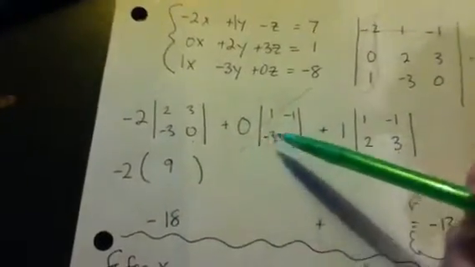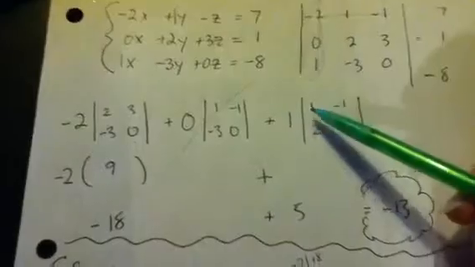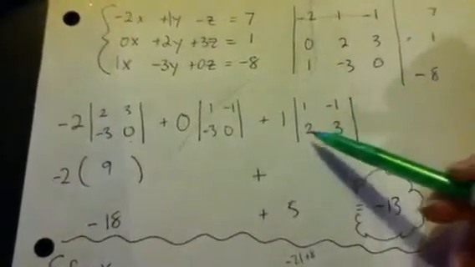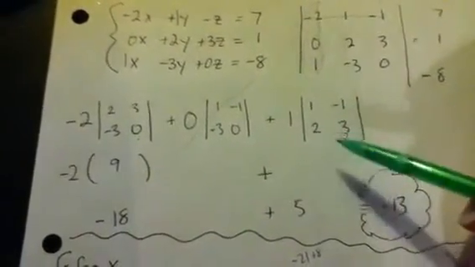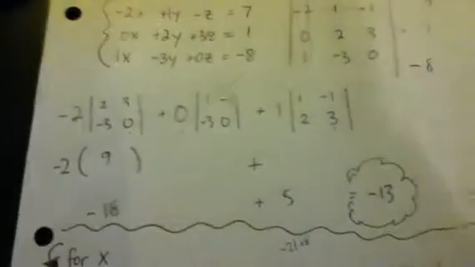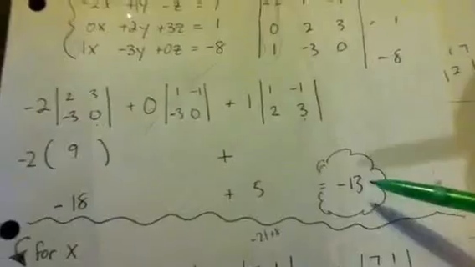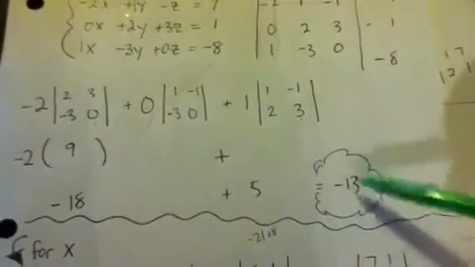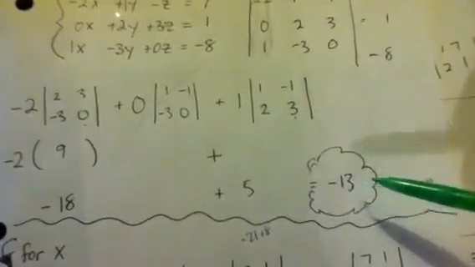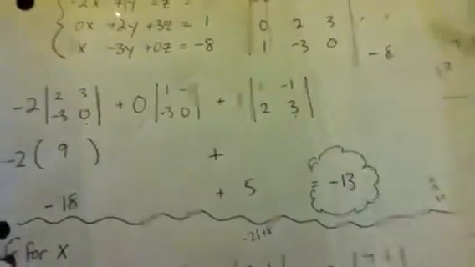That I don't have to worry about because it's getting multiplied by 0. This is 1 times 3 is 3 minus -2. 3 minus -2, that's the 5, and that gave me -13. So that is going to be my denominator for x and y and z. That's why I put a little cloud on it.